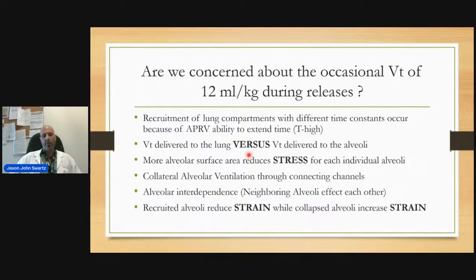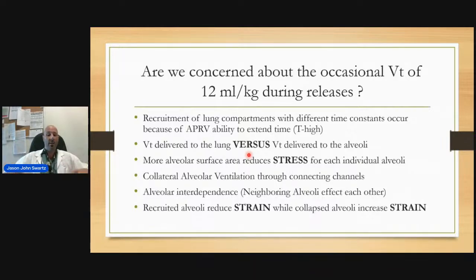So the VT delivered to the lung versus the VT delivered to the alveoli. Think of it this way: if you have 6 cc's per kilogram, but half of your alveoli are not recruited, the alveoli that are taking part in dealing with those 6 cc's per kilogram of ideal body weight, do they really feel like it's 6 mLs per kilogram? Or, because half of the alveoli didn't show up to work, is the stress and strain like 12 cc's per kilogram?